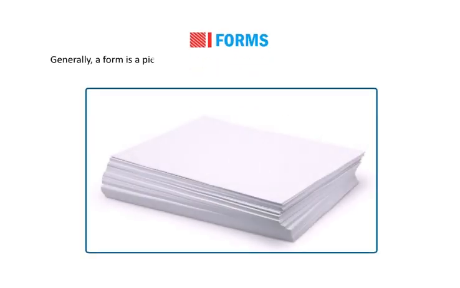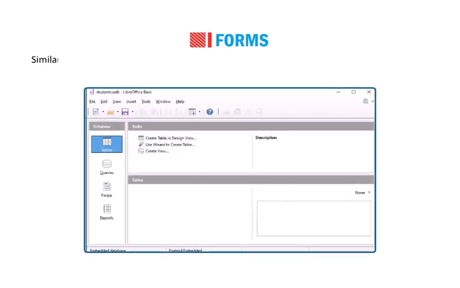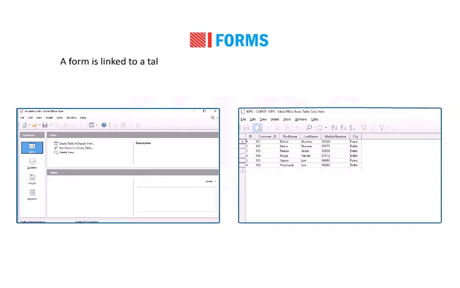Generally, a form is a piece of paper that holds different blank fields in which you fill the required information. Similarly, in the LibreOffice Base, a form holds different fields of a table that you use to enter and modify the data in the database. A form is linked to a table. Using a form, you can add or edit one record at a time.